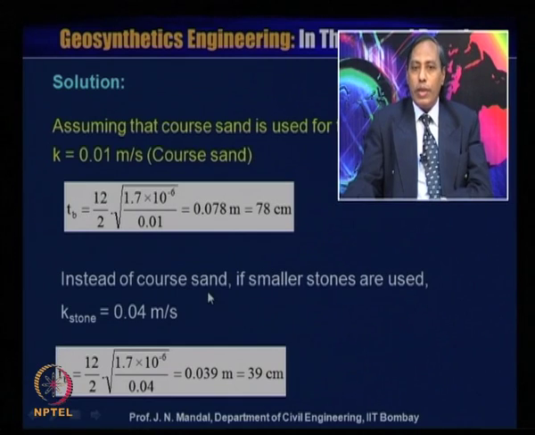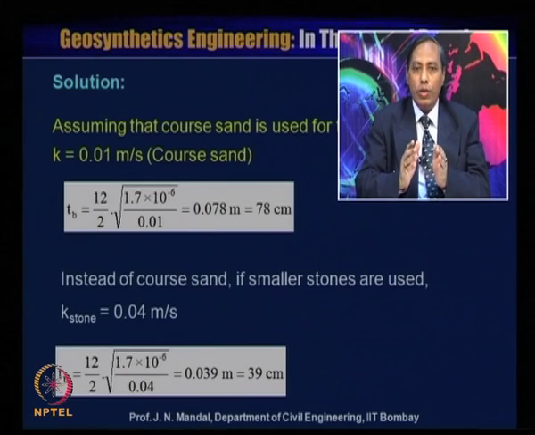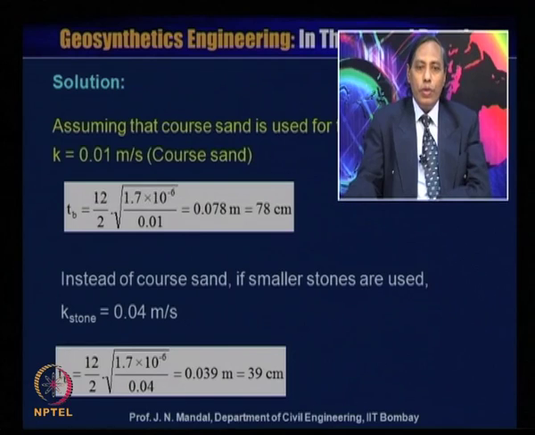If instead of coarse sand, smaller stone is used, whose coefficient of permeability is 0.04 meter per second, you can calculate what will be the thickness of the blanket. TB is equal to 12 by 2 into root of 1.7 into 10 to the power minus 6 divided by this K, 0.04. So this will give TB value 0.039 meter or 39 centimeter. You can see that if you use coarse sand, the thickness is 78 centimeter, whereas if you use the smaller stone, the thickness has reduced to 39 centimeter.